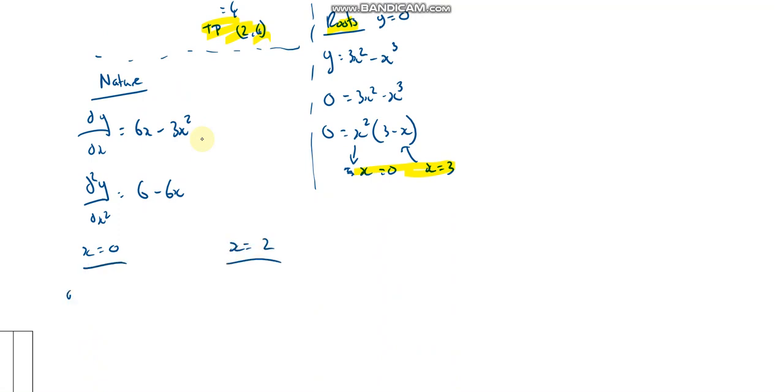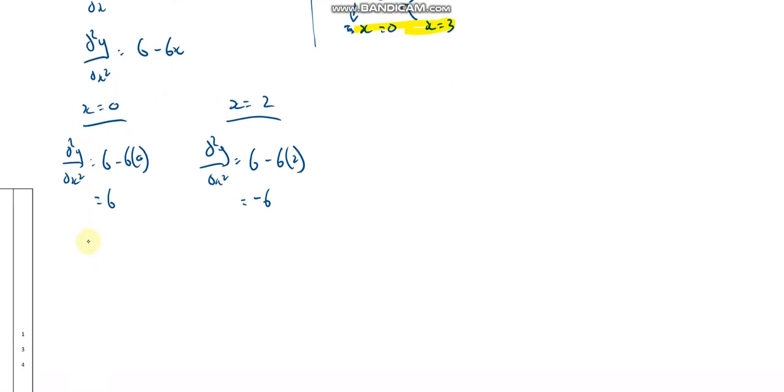Well, d2y by dx squared is equal to 6 take away 6 times 0. So that's going to give me 6 take away 0, which is 6. And d2y by dx squared, 6 take away 6 times 2, is going to give me negative 6. So this is a positive number. So d2y by dx squared is greater than 0. So that's going to be a minimum turning point. And d2y by dx squared is less than 0. So that's going to be a maximum turning point.